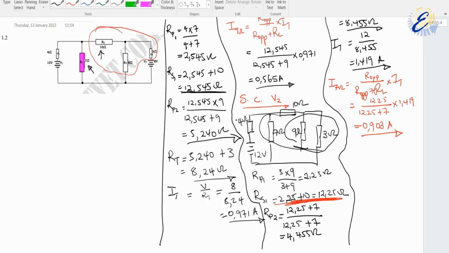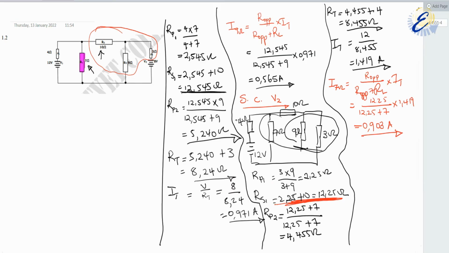So, let us go back to our original circuit. We have IT, we have the current that flows through the 7, and then we have the current that moves in that direction, right? So IT is 1.419 amperes, and we just calculated this current to be 0.903 amperes. We are looking for that current. Remember, 9 needs to get its current from him.